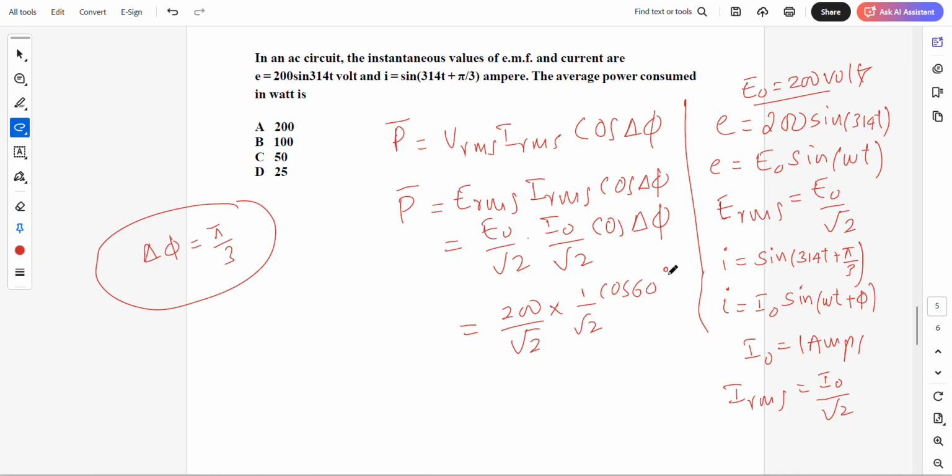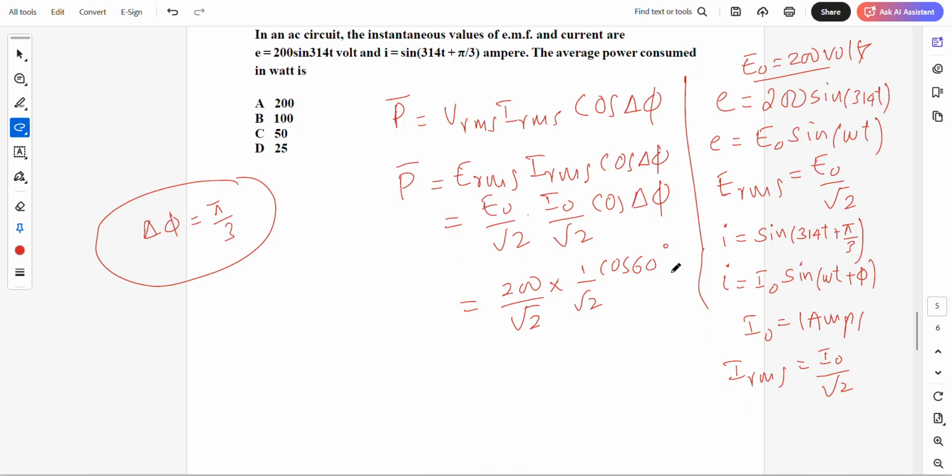60 degrees, right? That is equal to 200 by, I can write this as 2 into, again, cos of 60 degrees, 1 by 2. Understood? 200 by 4 is equal to how much? 50 watts. 50 watts is the right answer.